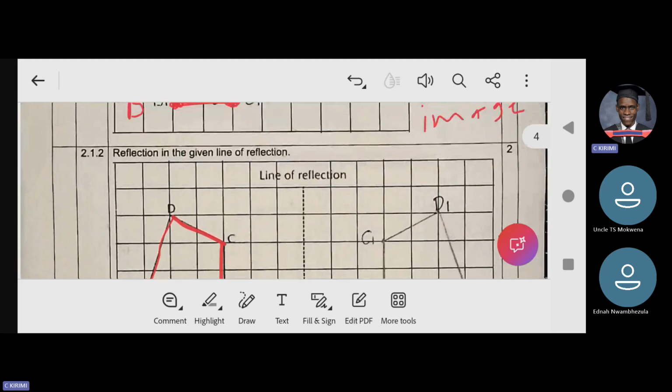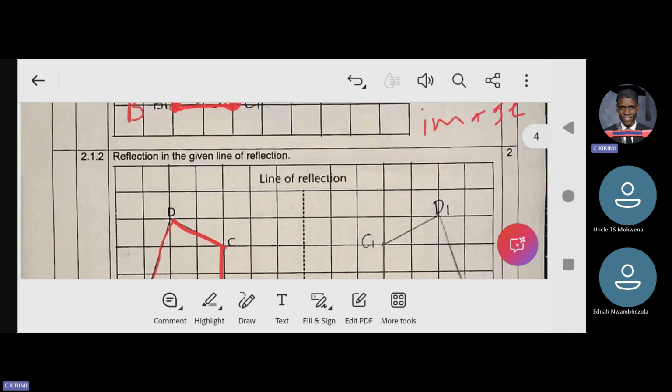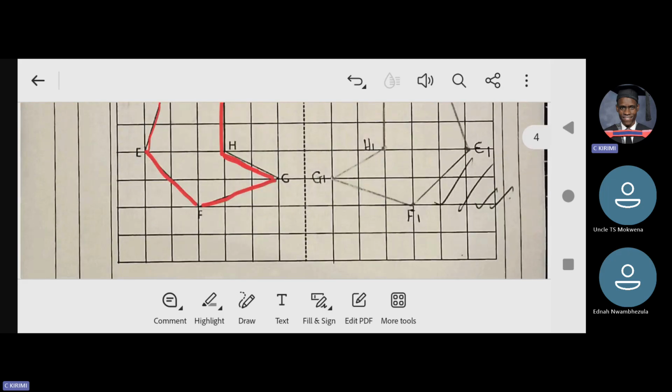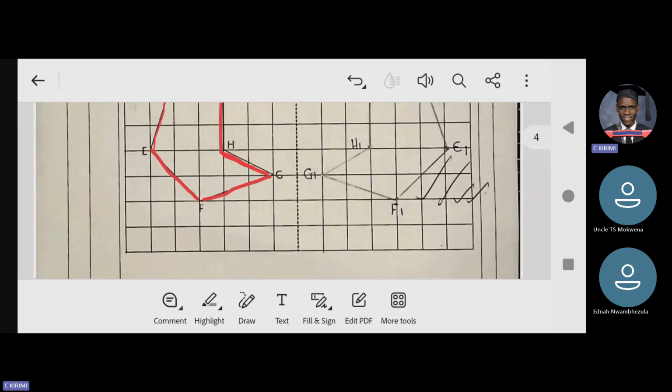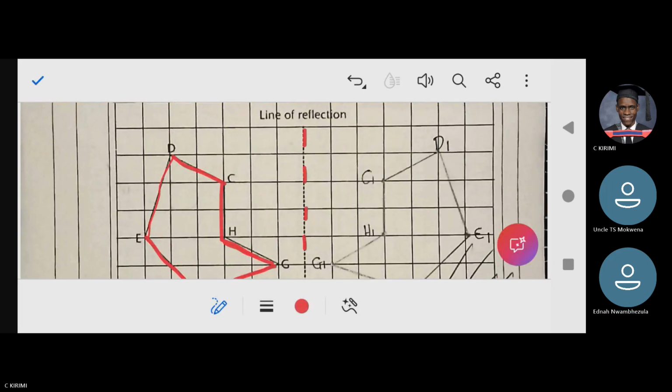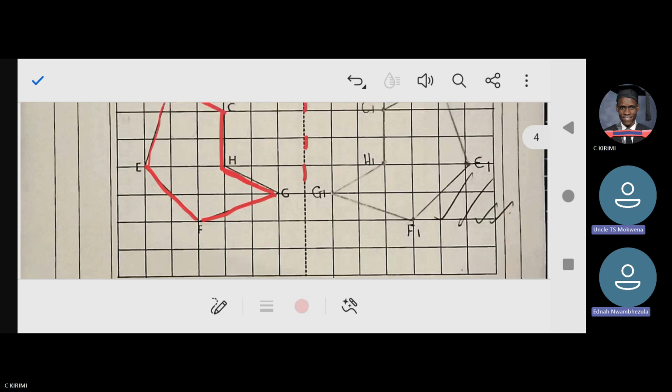So the question is saying reflection in the given line of reflection. Which one is the line of reflection? Always the dashed line. Can you see that line is dashed? The dashed line, not the solid line. That is the line of reflection.